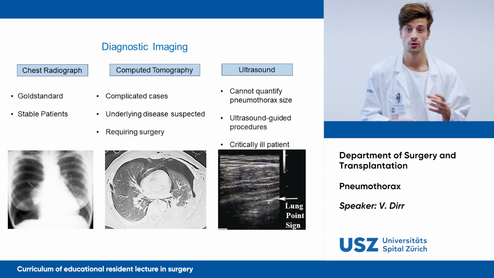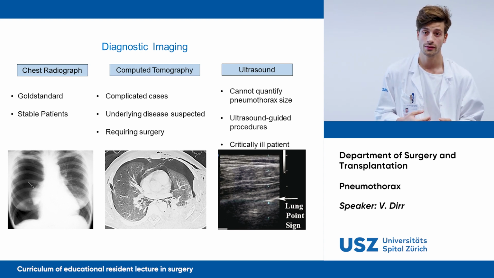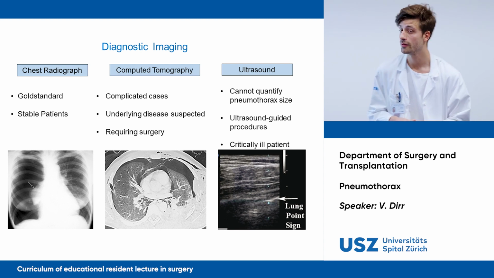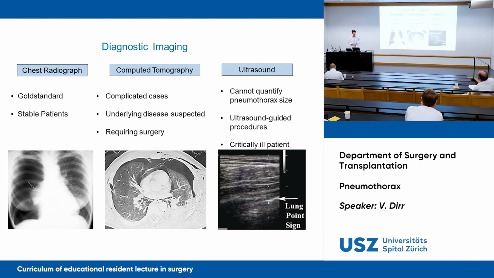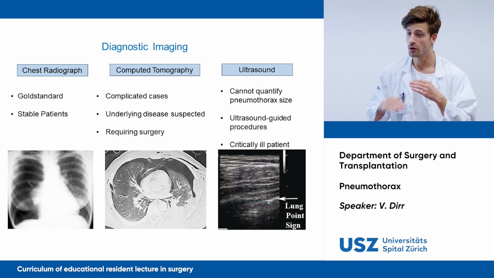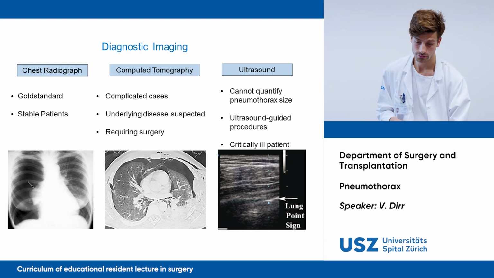And it's really good at detecting liquids. So if there's concomitant blood or if there's fluid, it can be helpful in the critically ill, due to the quick and bedside characterization. And there's the lung point sign. This is 100% specific for a pneumothorax, where we can see on one side the pleura is gliding and on the other an absence of pleural gliding, indicating divergence of the parietal and the visceral pleura.